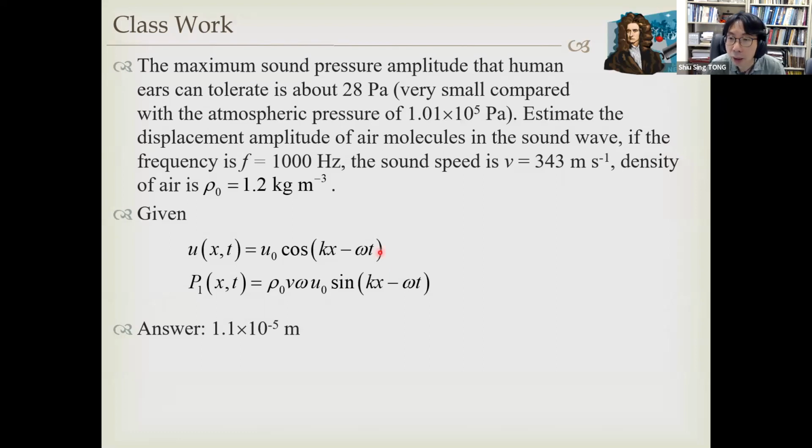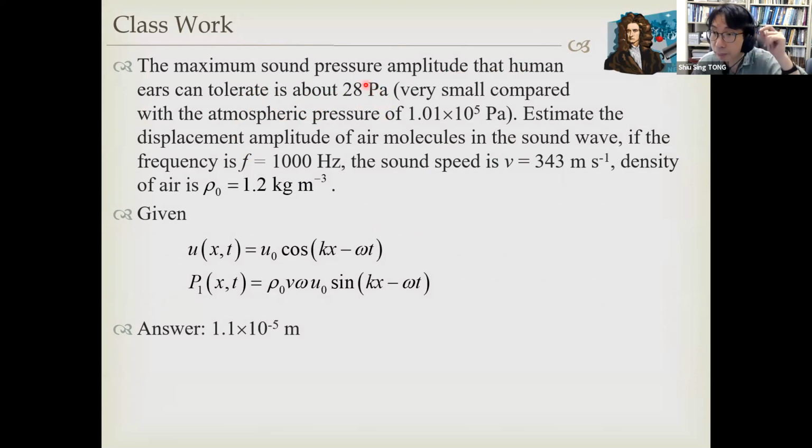Now here we have a classwork. Let's finish with this. The maximum sound pressure amplitude that the human ear can tolerate is about 28 Pascal. Now this is a very small value.